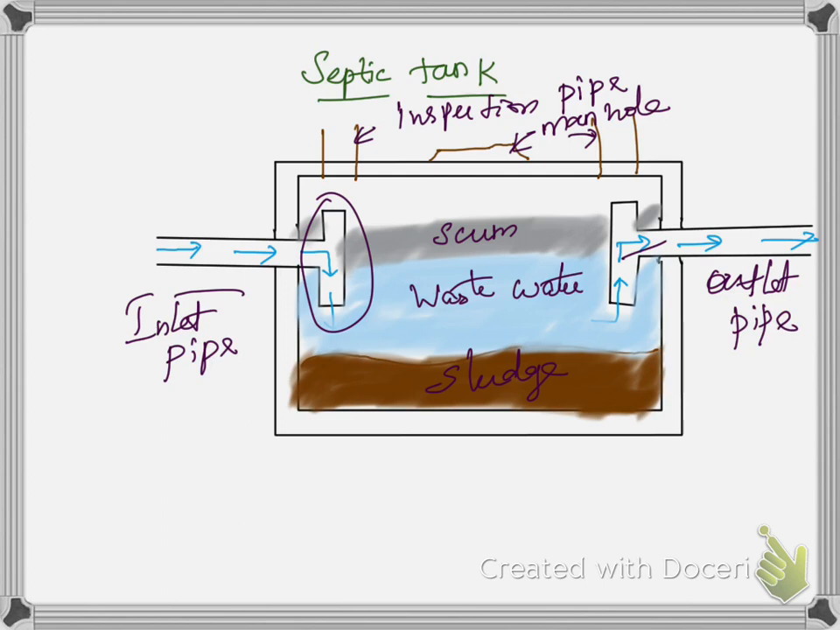This sludge will be periodically removed, either once in 6 months or once in a year, as a part of your general maintenance. So this is the very basic form of our sewage treatment. Now we'll move into the problem.